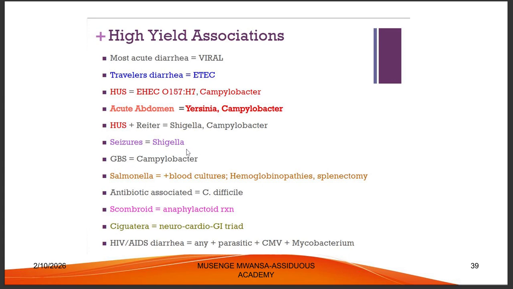GBS, that is Guillain-Barré syndrome, that is Campylobacter jejuni. We call this ascending paralysis. So someone has got paralysis starting from the lower limb going upwards. Salmonella is going to cause positive blood cultures, hemoglobinopathy, splenectomy; antibiotic associated, that is Clostridium difficile. Okay, so those are some of the ones we need to take note of.